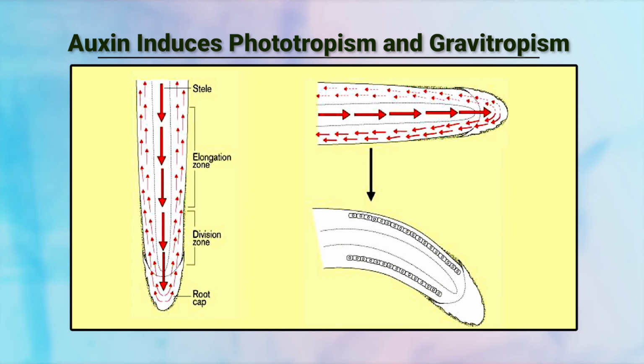That is, it does not promote cell elongation. Actually, it inhibits cell elongation. Consequently, the cells at the lower surface of the root, since they get more flow of auxin, have their elongation inhibited. On the other hand, the cells at the upper surface, since they get a much lower supply of auxin, elongate more. As a result, the root bends towards the direction of gravity, that is the so-called gravitropism.